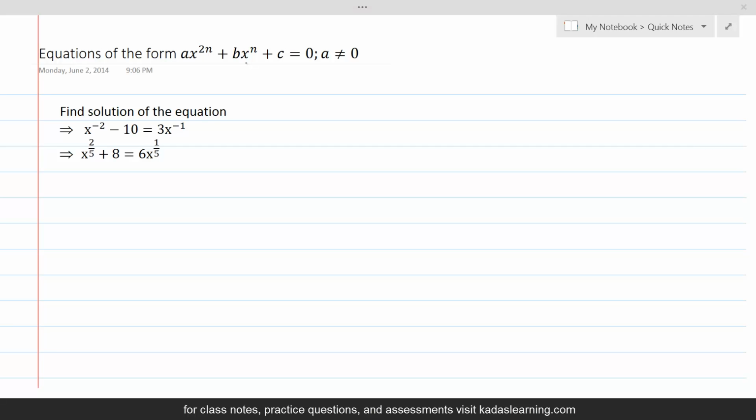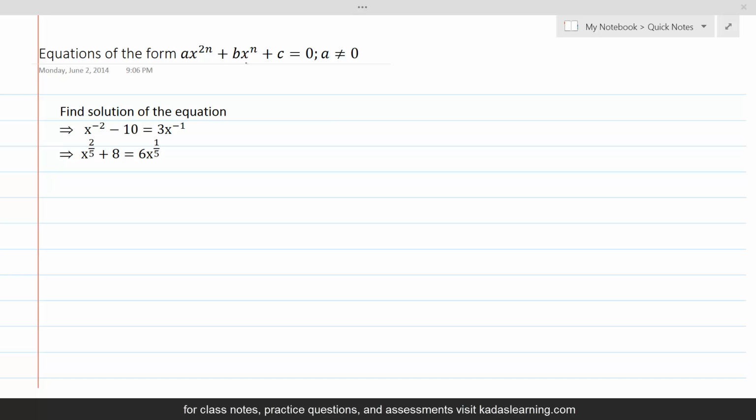In this lesson, we'll deal with equations which don't appear to be quadratic at first sight, but they can be reduced to quadratic equations by making some simple substitutions. And these types of equations are characterized by one term appearing to be the square of the other term.